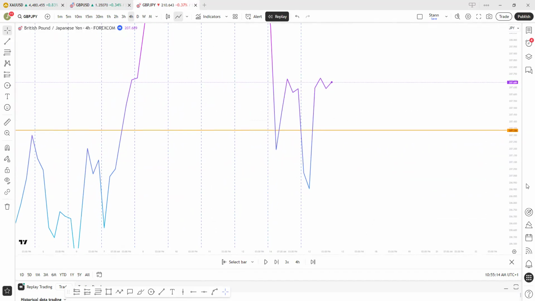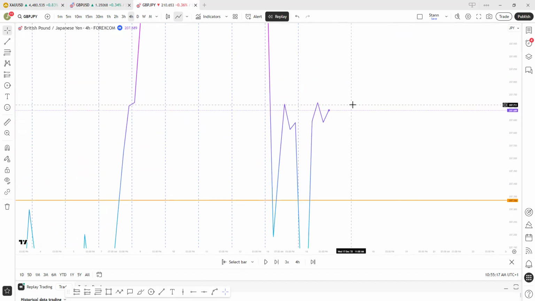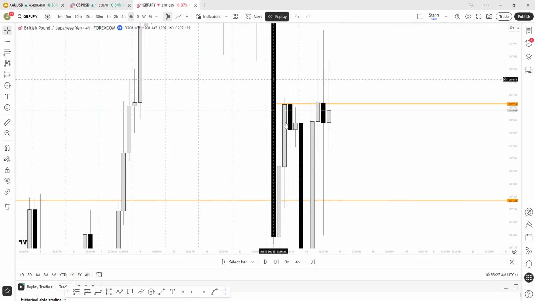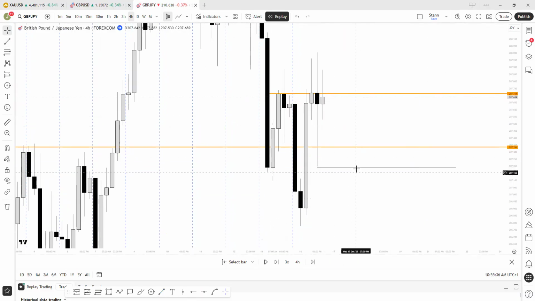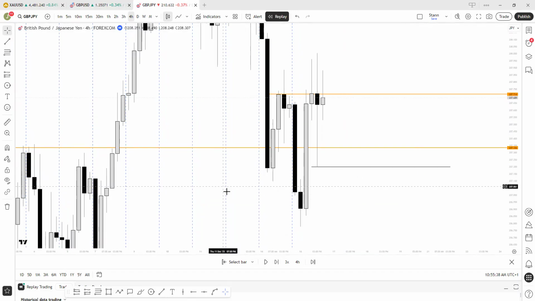We want to see a breakout. Did the market close above this key level? Yes or no? Yes, right? Good. That is our breakout to the upside. This becomes our internal range liquidity. Right? This becomes my internal range liquidity.